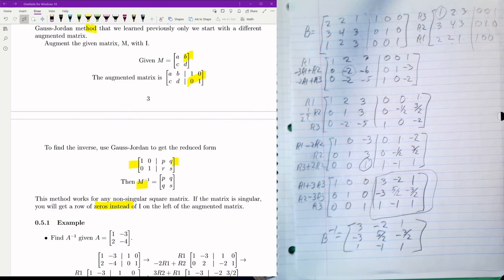And there we go, ladies and gentlemen. Gauss-Jordan elimination can be a little bit exhausting, so there we go.